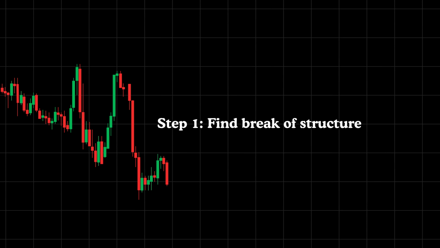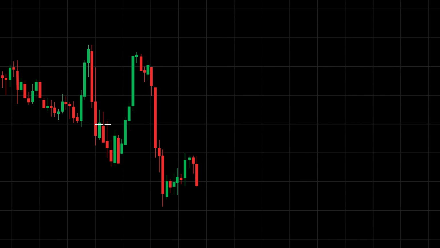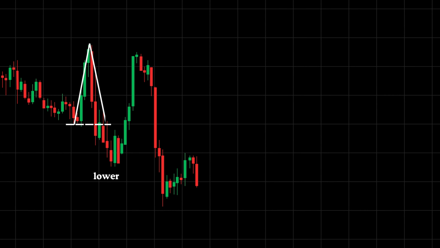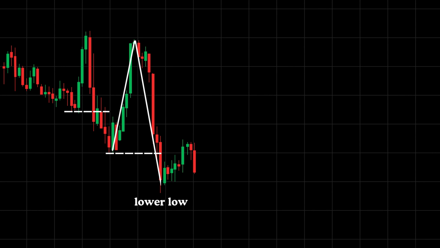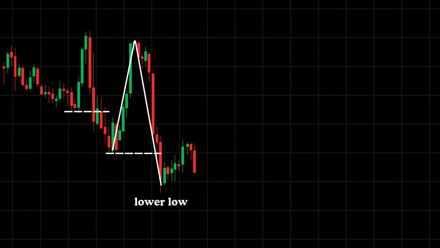Now let's walk through another example, starting again with step 1, which is identifying a break of structure. Analyzing this chart overall, we can see that price is forming a series of lower highs and lower lows, signaling a clear downtrend, and right here we notice a break of structure as price moves below this low and creates a fresh lower low. We also find another break of structure at this point as price breaks the earlier low.